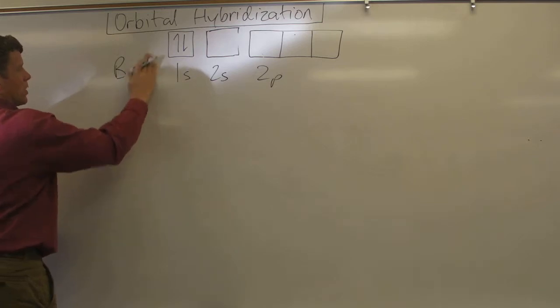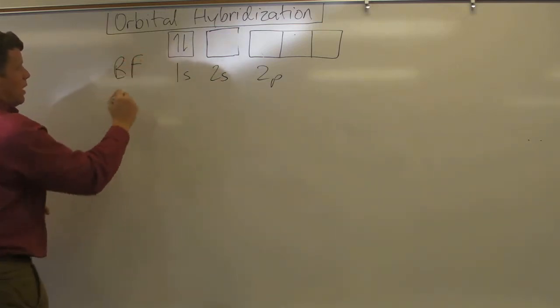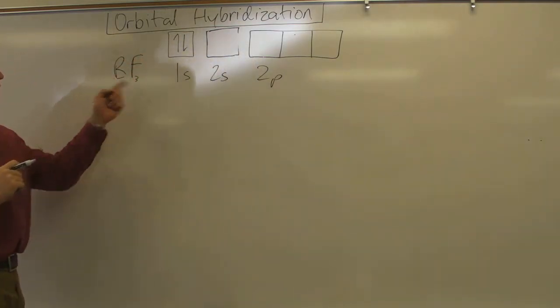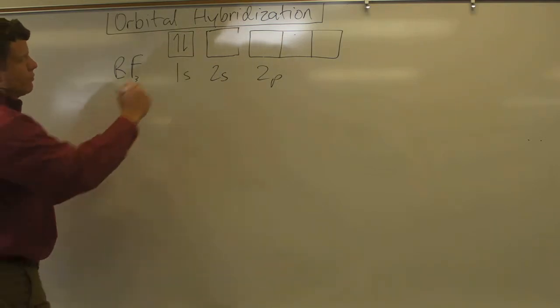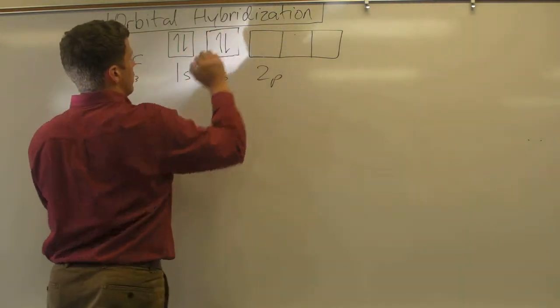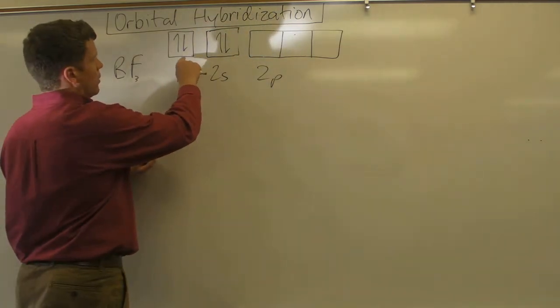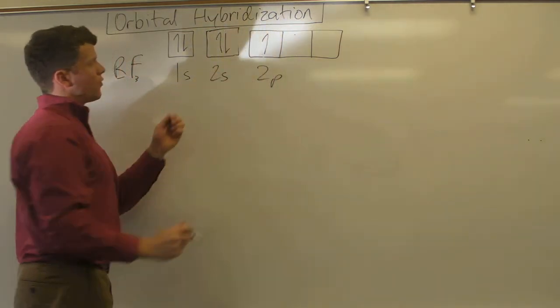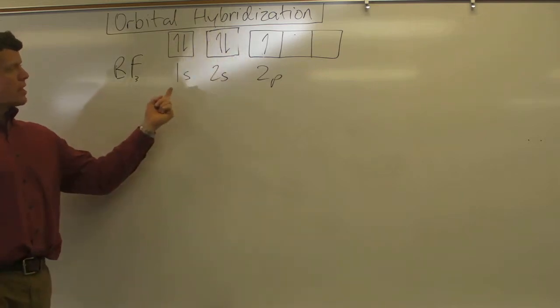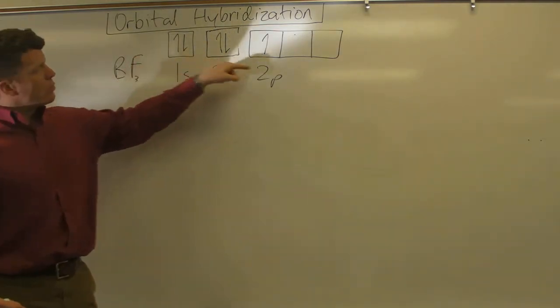So now what we'll do is look at a different molecule. This time it's boron and 3 fluorides. So boron has the electron configuration of 2, 4, 5, so 5 electrons. So this is how these would fill up.